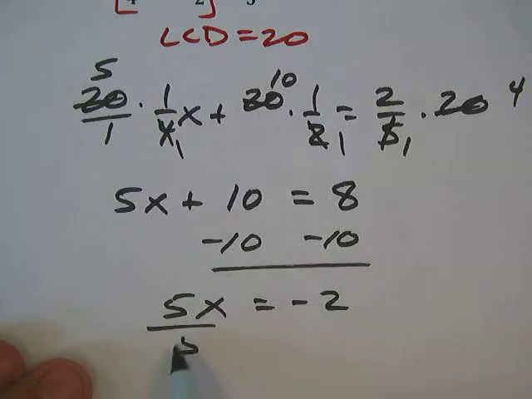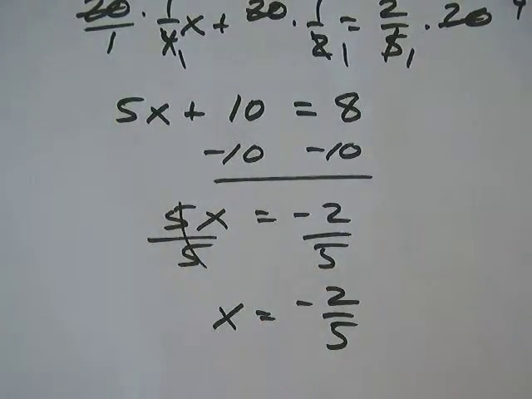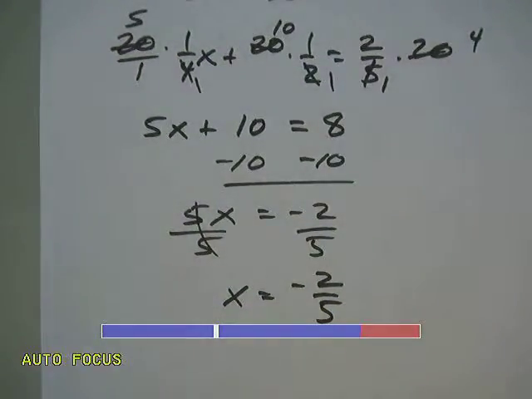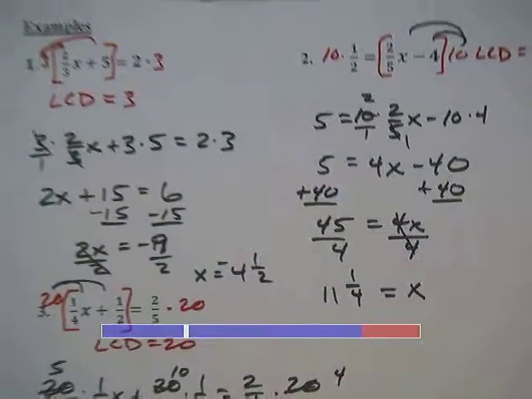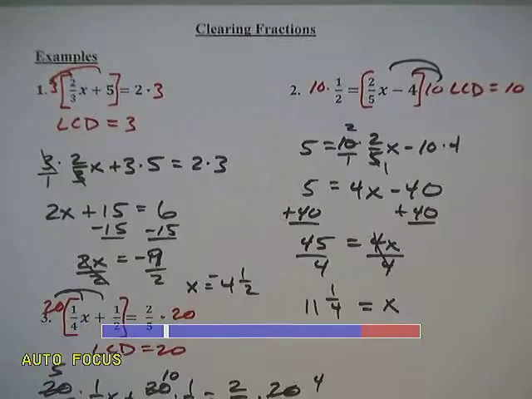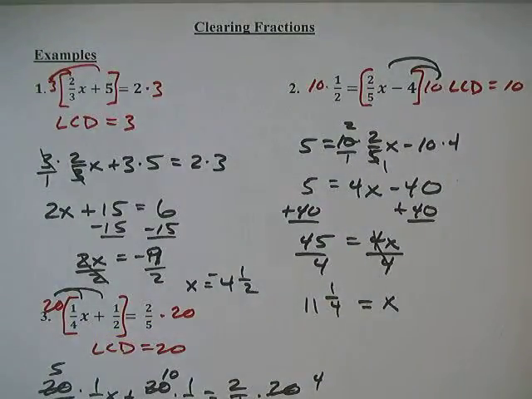Let's just subtract 10. 5x equals negative 2. Divide by 5. And I am done. X equals negative 2/5. Sorry. And hopefully that helps you. It's not something that you actually have to know how to do, but I think it's a nice little trick, if you will, to solving problems that involve multiple fractions.